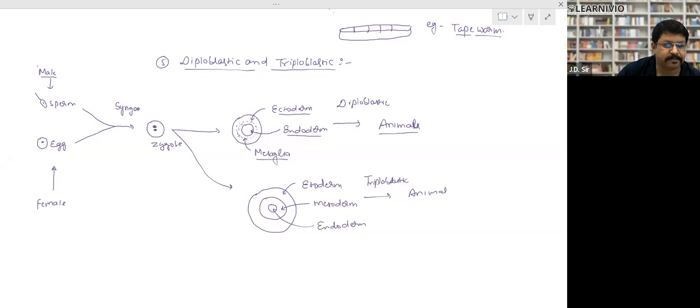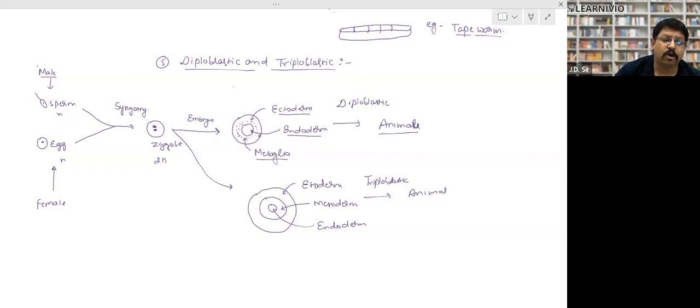Syngamy will take place. Both of the gametes will fuse. Formation of zygote will take place. Zygote is diploid. Sperm is haploid. Egg is haploid. Now the development of zygote will take place. Zygote is a single cell structure. Now it will divide. After multiple divisions, the embryo formation will take place. The zygote will divide hundreds of times and will make the embryo.